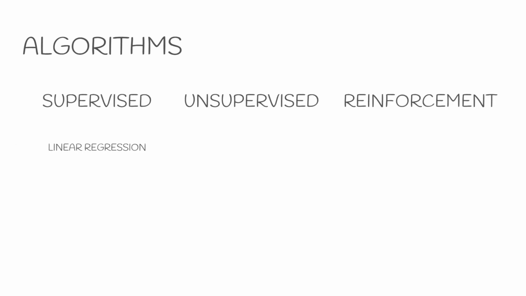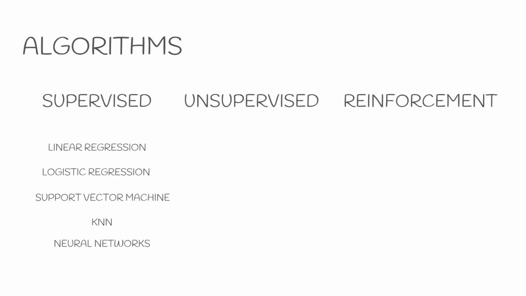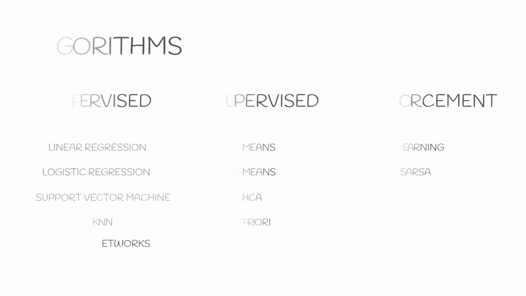There are many algorithms within these categories. In supervised learning, we have methods such as linear regression, logistic regression, support vector machines, KNN, and even neural networks or deep networks fall in this category. Then we have unsupervised. In unsupervised, we have k-means, c-means, hierarchical cluster analysis, and Apriori. And in reinforcement, we have Q-learning and SARSA. These are some examples of the different algorithms that we have within each category.